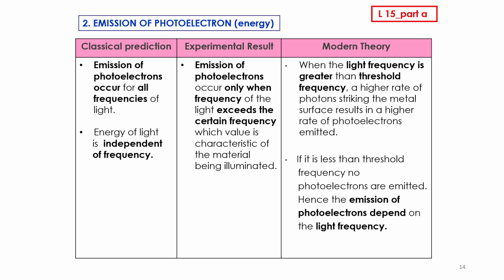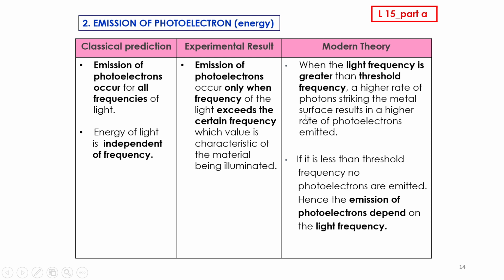Okay, the second one is the emission of photoelectrons. It's about energy. In the classical prediction, emission of photoelectrons occurs for all frequencies of light. Energy of light is independent of frequency. In the experimental result, emission of photoelectrons occurs only when the frequency of the light exceeds the threshold frequency, whose value is characteristic of the material being illuminated.